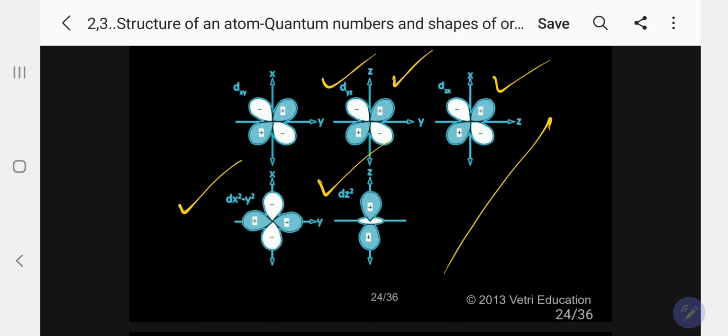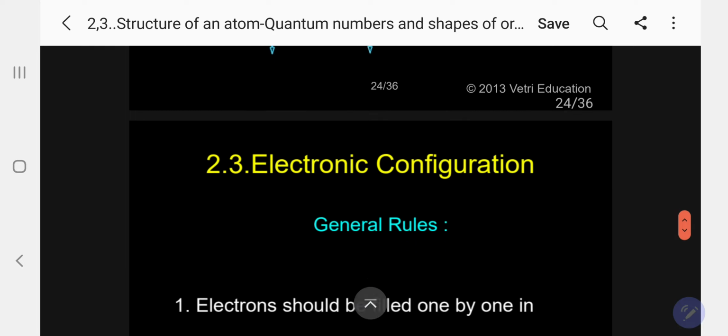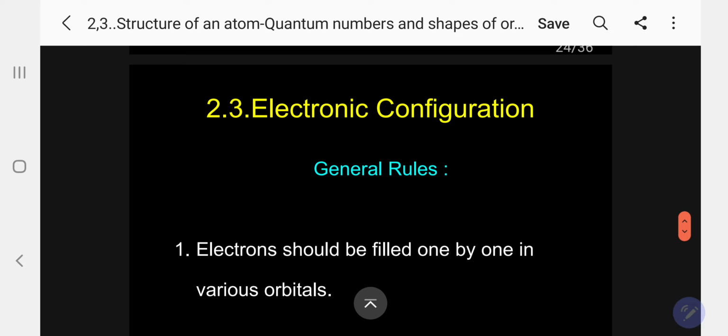So there is a difference in energy level between these two. This full information you will study under coordination compounds when you go for second year plus 2 level. So I hope this will be sufficient for orbital shape.